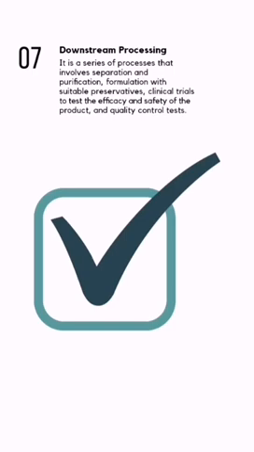Okay, so now for the last step in all of these for the production of transgenic organisms, the last one is downstream processing. So before the protein is marketed as a final product, it is subjected to downstream processing that includes separation and purification, formulation with suitable preservatives, clinical trials to test the efficacy, which is really one of the most important things that must happen actually, and then safety of the product, and then quality control tests.